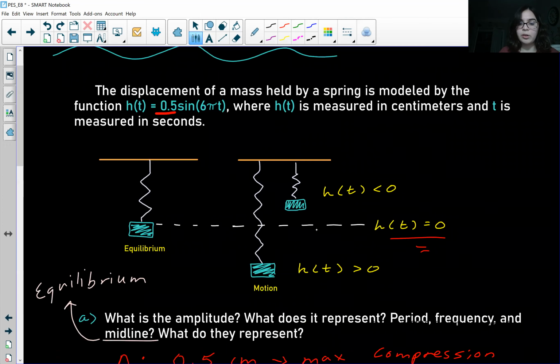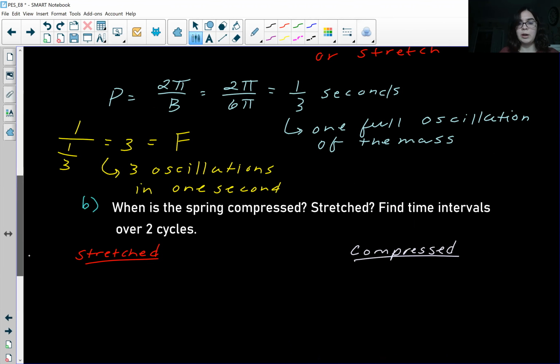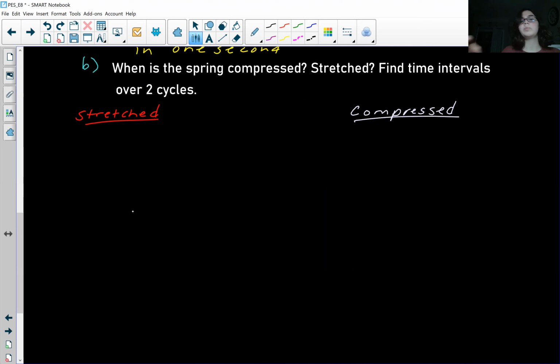So they tell us in the diagram that if you pull the spring down, if you stretch it, the function is greater than 0. And if you compress it, it's going to be less than 0. And we're going to use that information to help us solve the problem. So for stretched, h of t is greater than 0. And then we're going to just write in our function.